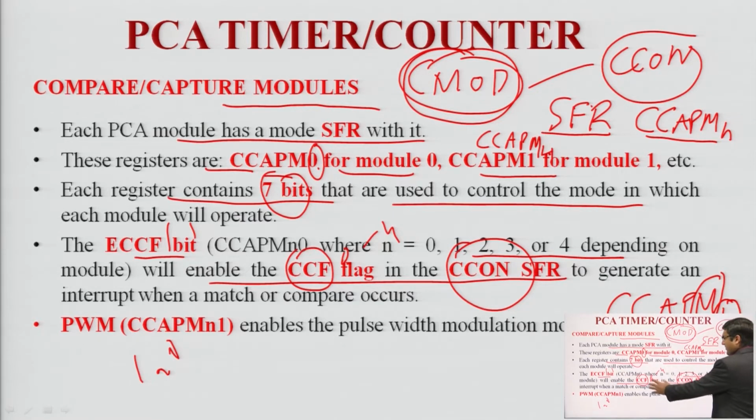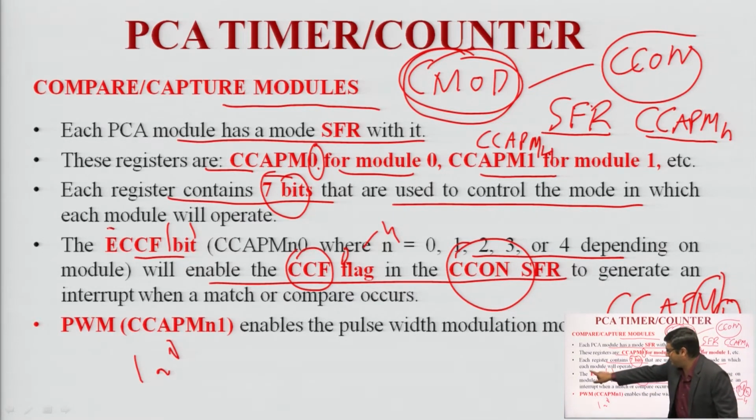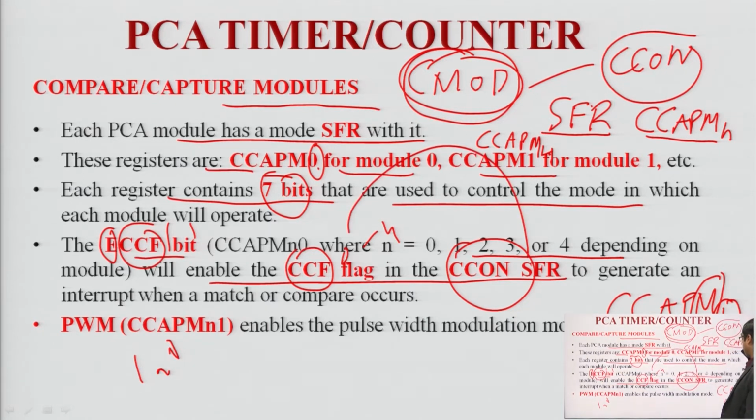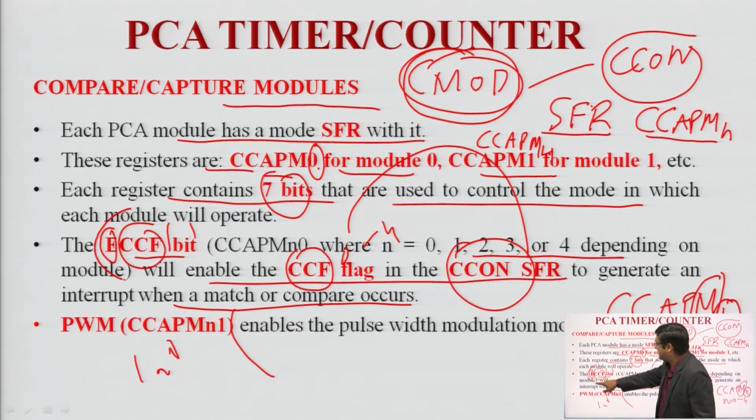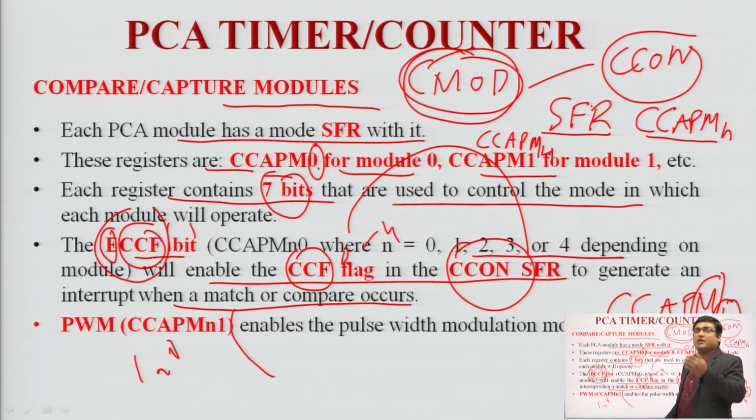that is set, then it will enable the CCF flag in the CCON SFR to generate an interrupt when a match or compare occurs. We will see what a match or compare is, and between which registers a match or compare occurs. So this is the function of the ECCF, that is to enable the counter clear flag.